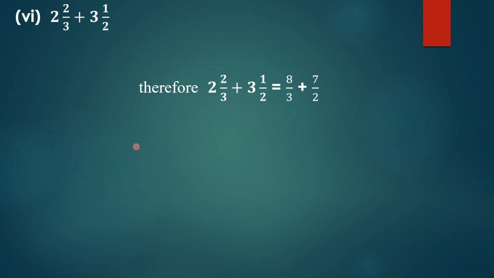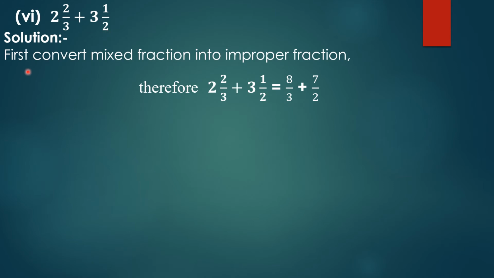The next sub question is 2 2 by 3 plus 3 1 by 2. So this is a mixed fraction. Here let us know how to do the addition of the mixed fractions. So first what we have to do? We have to convert the mixed fraction into improper fractions. So how to convert?